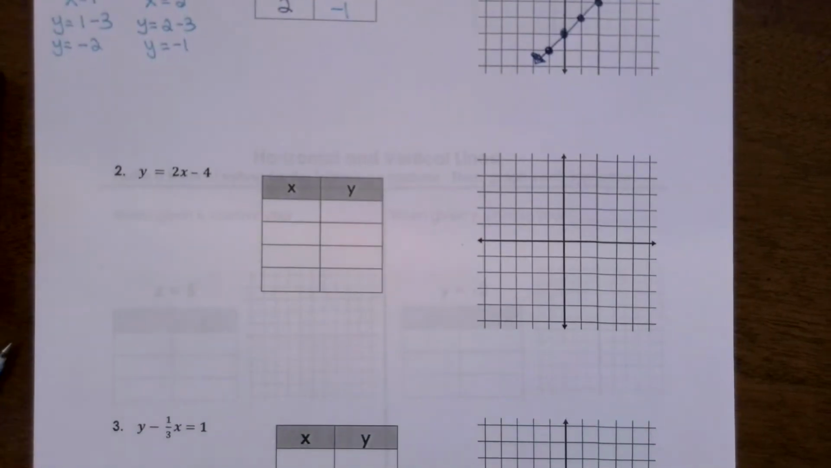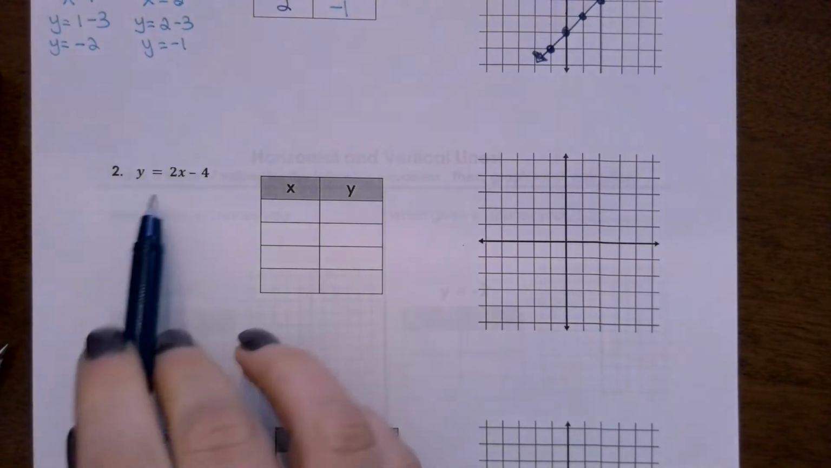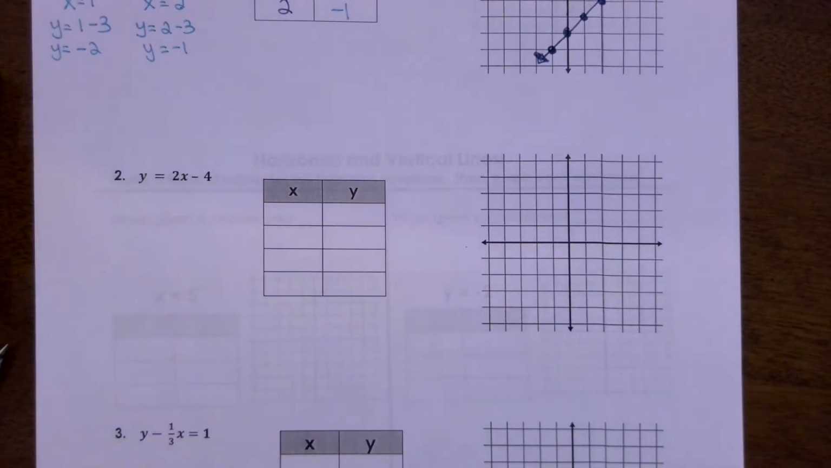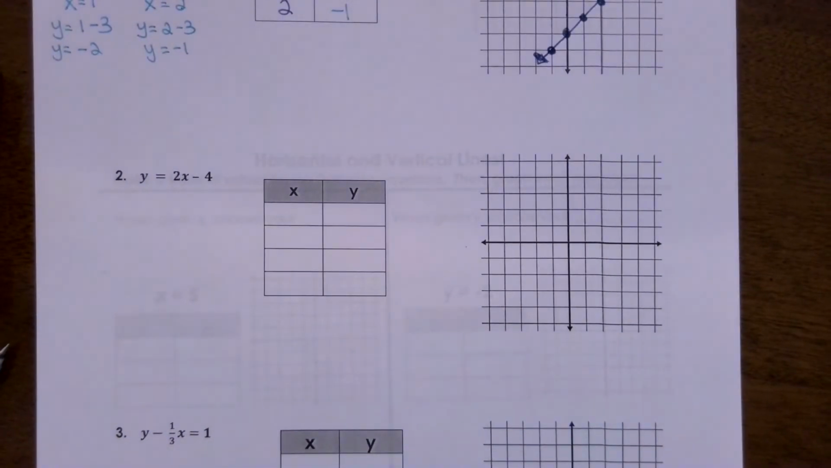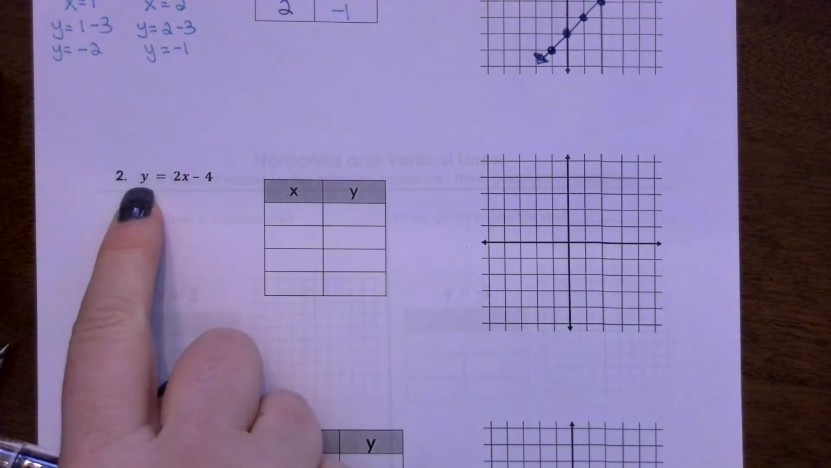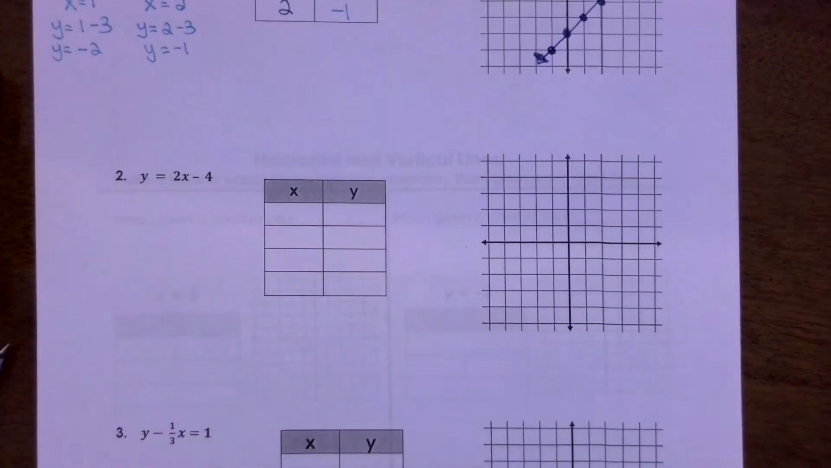Let's look at number 2 now. Number 2 is y equals 2x minus 4. So do I have to do that first step? Is this written in function form? Well, it is. y is all by itself. So step 1, did not have to do.